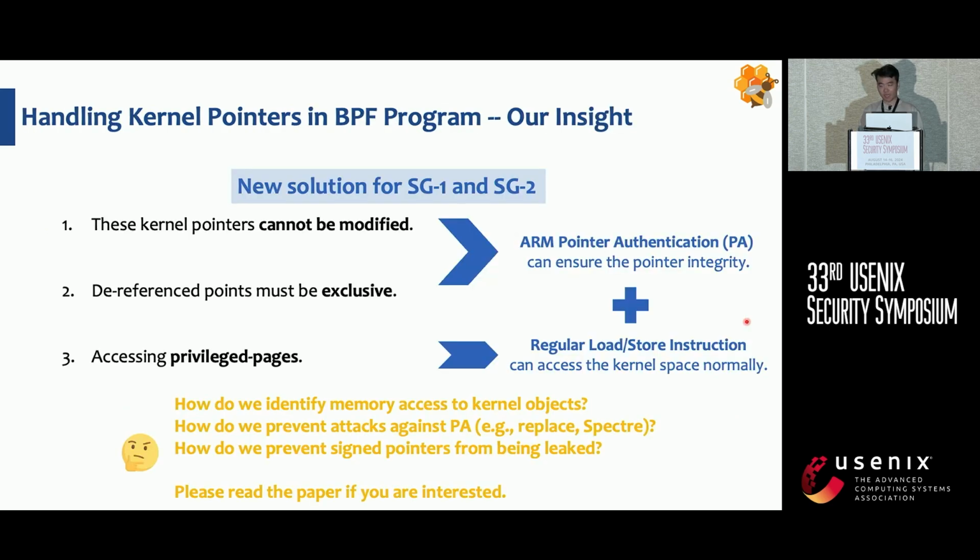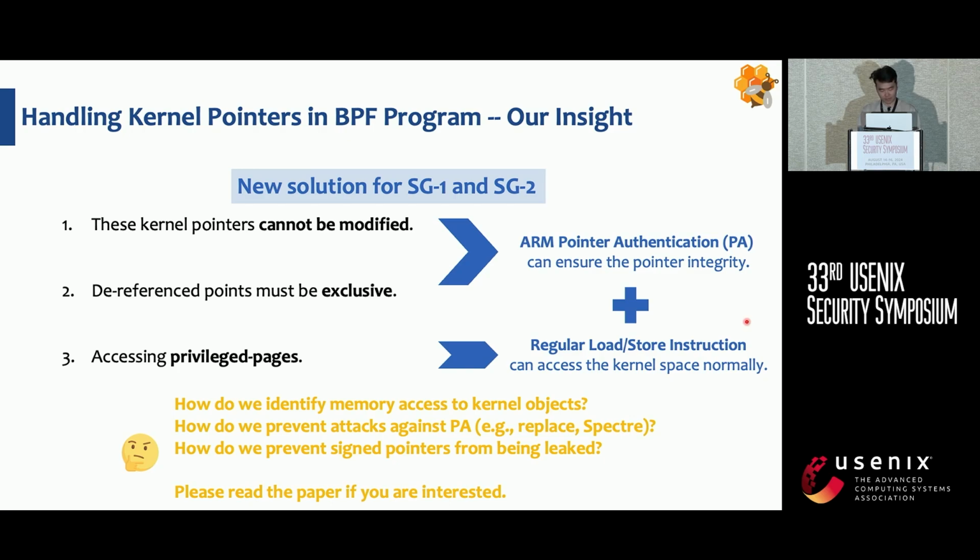The above is half of our design. The other half is to handle these kernel pointers in the BPF program. Since these pointers point to the kernel space, we need a new solution for the first and the second security goals. Our insight is that these pointers cannot be modified, and the dereference points must be exclusive because of the functionality requirements of eBPF. So we use the ARM pointer authentication to ensure the pointer integrity and the type safety. Because the BPF-accessible kernel objects are in privileged pages, we need to use the regular load store instructions.